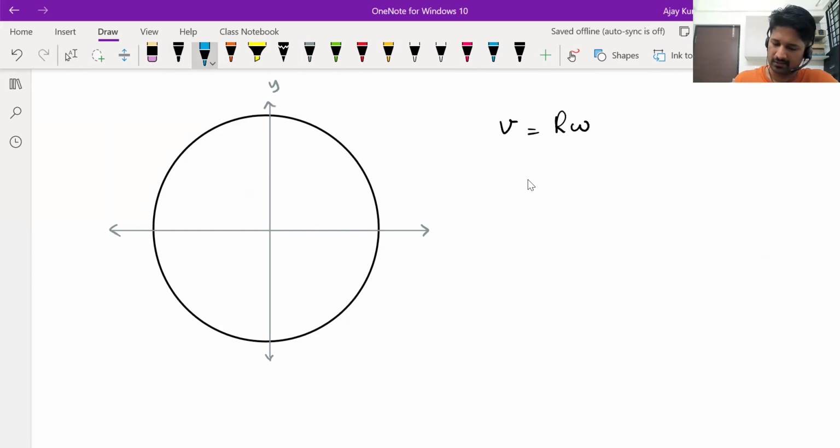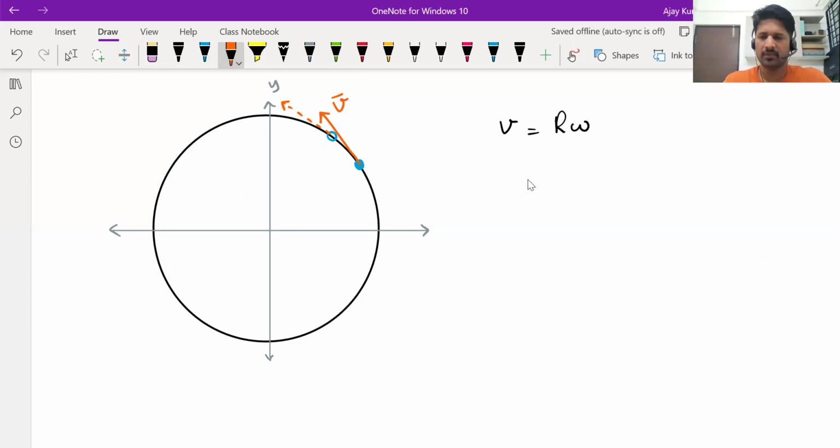Suppose the particle is here. If it is moving anti-clockwise, its velocity at that instant would be like this. At the next instant, you imagine the particle moving a little ahead along the circle. Its velocity vector rotates this way, so it is kind of rotating to the left. Speed is constant, so the magnitude of velocity does not change. Direction of velocity keeps changing.